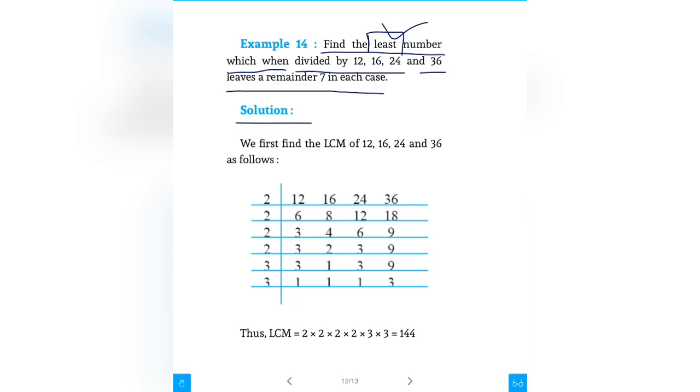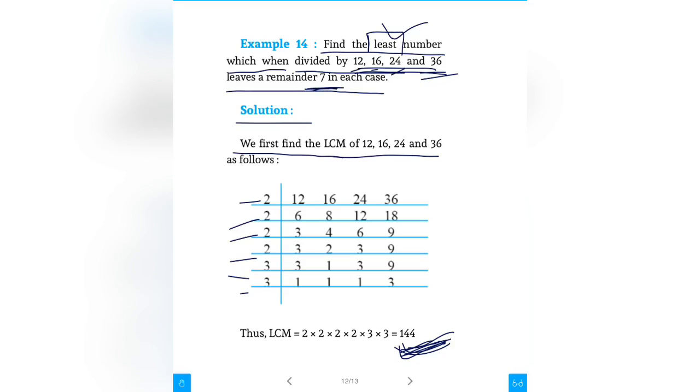So what we will do, first we have to find the LCM of these numbers. But now, dear students, you will notice, what is LCM? LCM is the lowest common multiple which can be divided by the given numbers. So if these numbers, like 12, 16, 24 and 36, divide this 144, they can divide 144 completely without leaving any remainder. So the remainder 7 will not come.